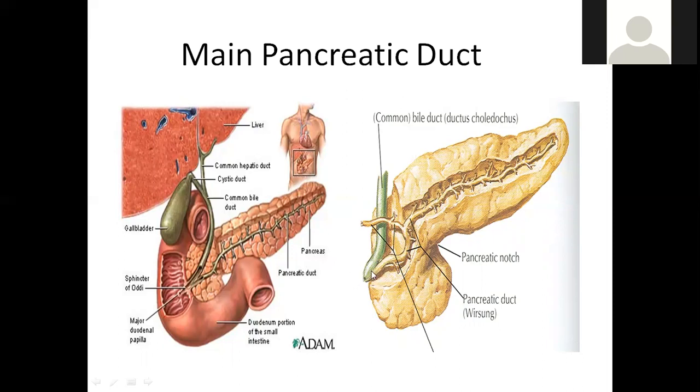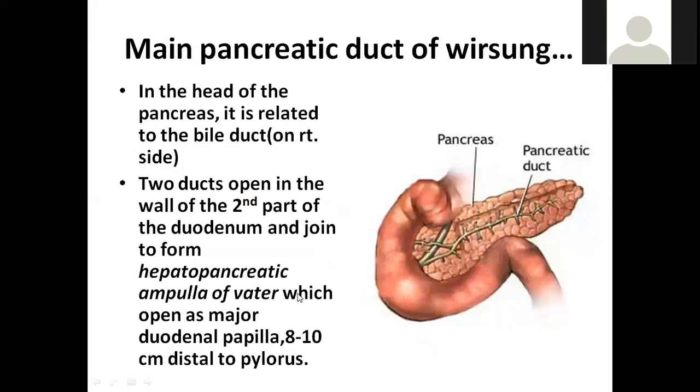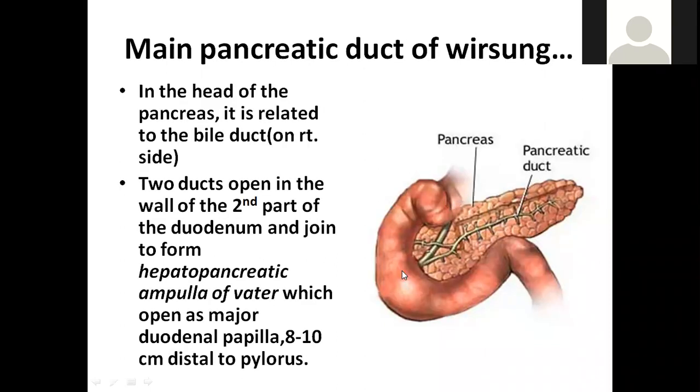This point I told you when we were discussing the extrahepatic biliary apparatus, when we were discussing the liver, we are discussing the pancreas also. Finally, at the major duodenal papilla, you will see the opening of the major pancreatic duct. If you measure from the pyloric end of the stomach, the major duodenal papilla opens 8 to 10 centimeters distal to the pylorus.